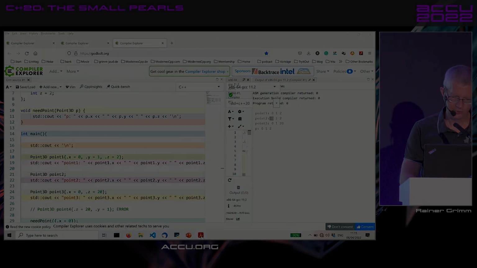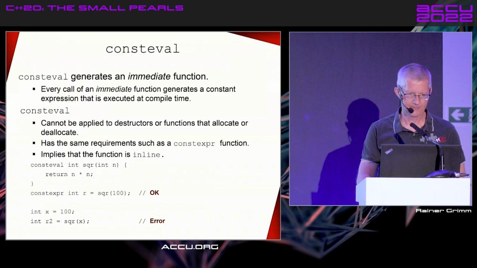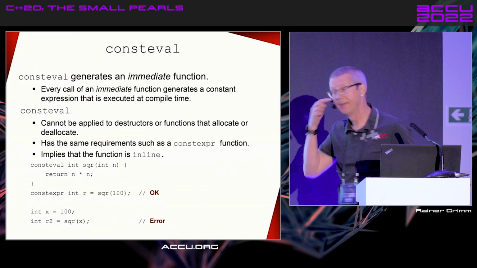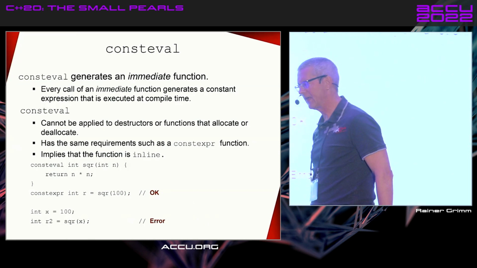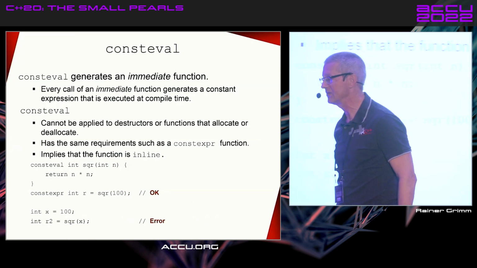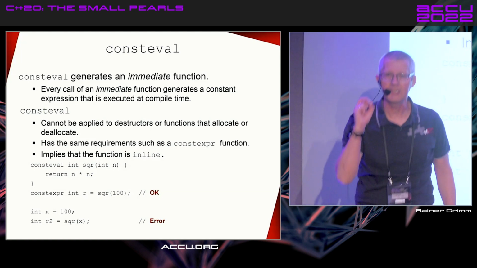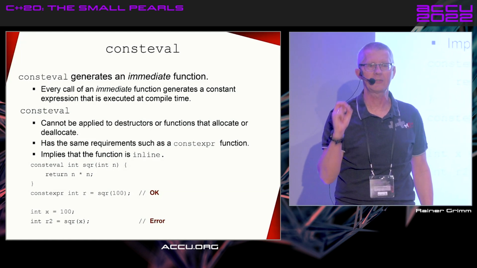I have little issues here finding my spot. Consteval. Okay, what is consteval? Consteval generates a so-called immediate function. This means a function which can only run at compile time. Once more, only at compile time.